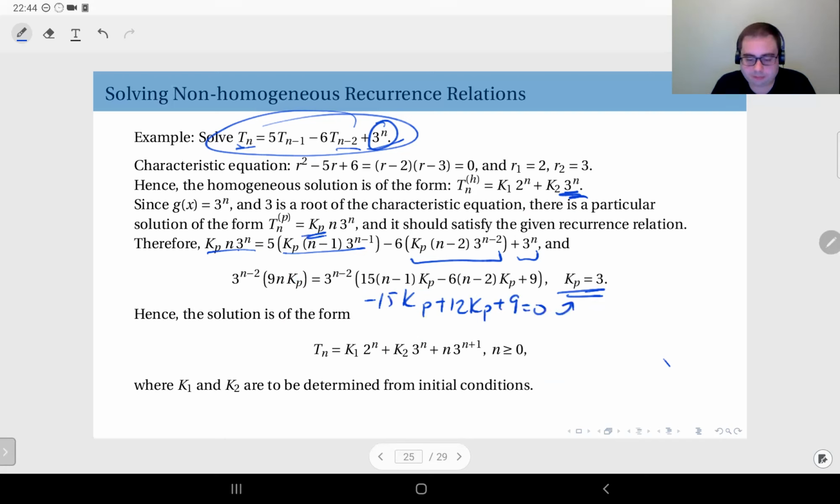Okay, and since I have this, now I can put that in the solution, and this part is the homogeneous part, and this part, as we have found Kp as 3, that is Kp times n times 3 to n. I just write this as 3 to n plus 1, because that is 3 times 3 to the power n. So this is the particular part. This is the homogeneous part. And as always, K1 and K2 are to be solved from initial values.